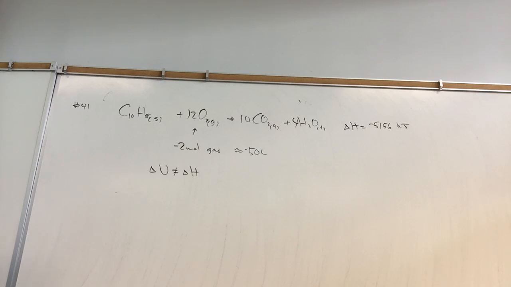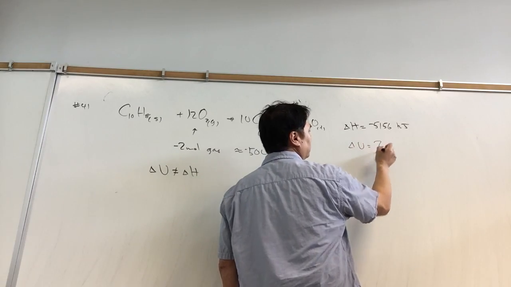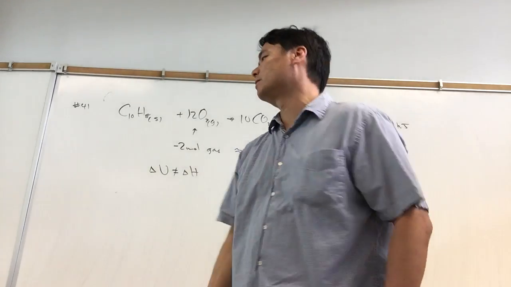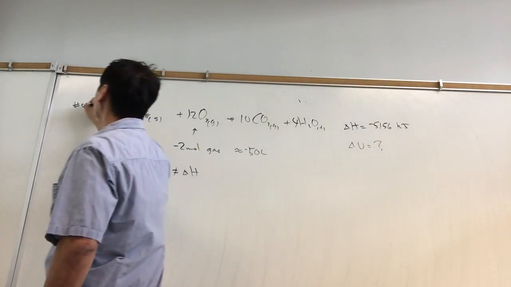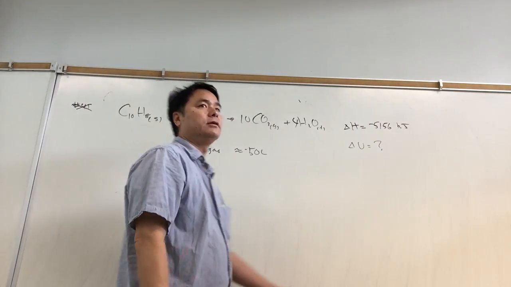And so what we're going to do is, okay, if that's our delta H, then what is our delta U? Our delta U is going to be different. And so let's do this as a separate problem. This is not going to be number 41. This is going to be something else. And so doing this as a separate problem, we got to figure out, well, delta U, what is delta U?